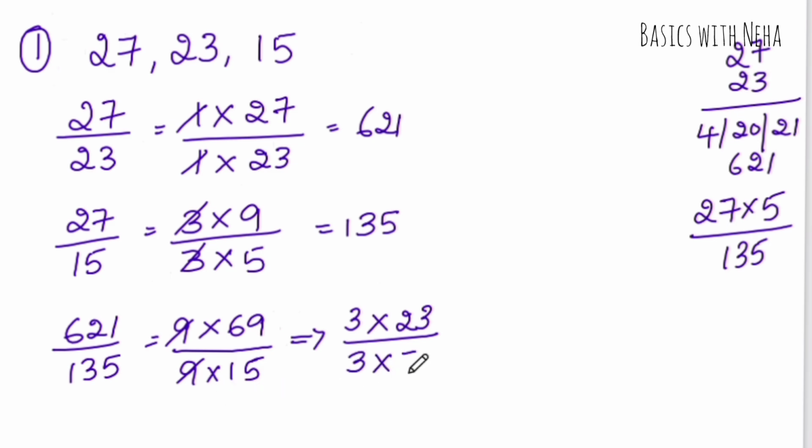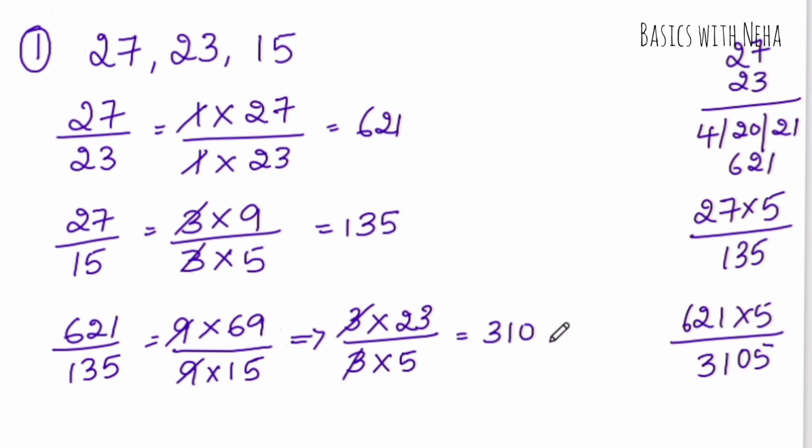Again now I can cancel out the 3's. Now we can cross multiply. You can do it like 621 into 5 or 135 into 23. The answer will be the same. And the answer will be 6 5s is 30 plus 1 is 31, 3105. Therefore, my LCM is also 3105.